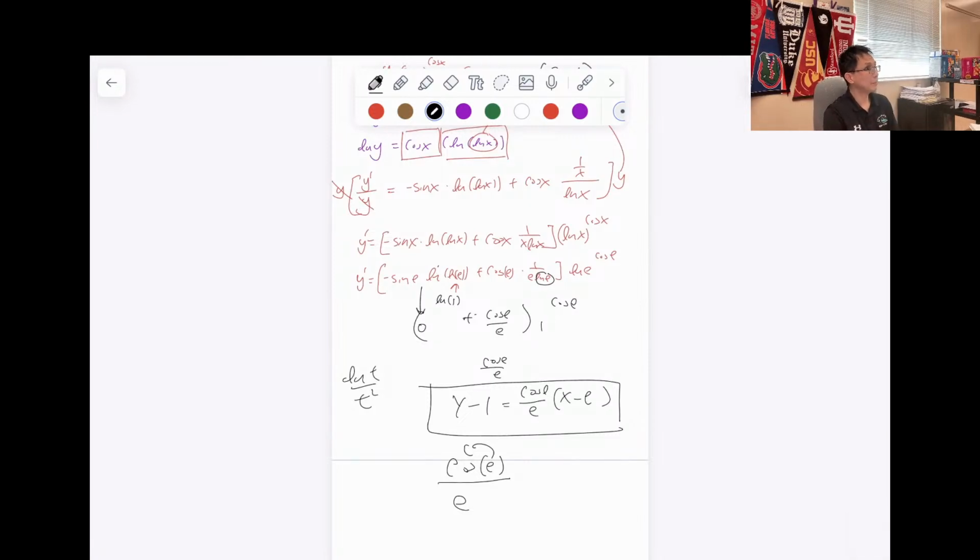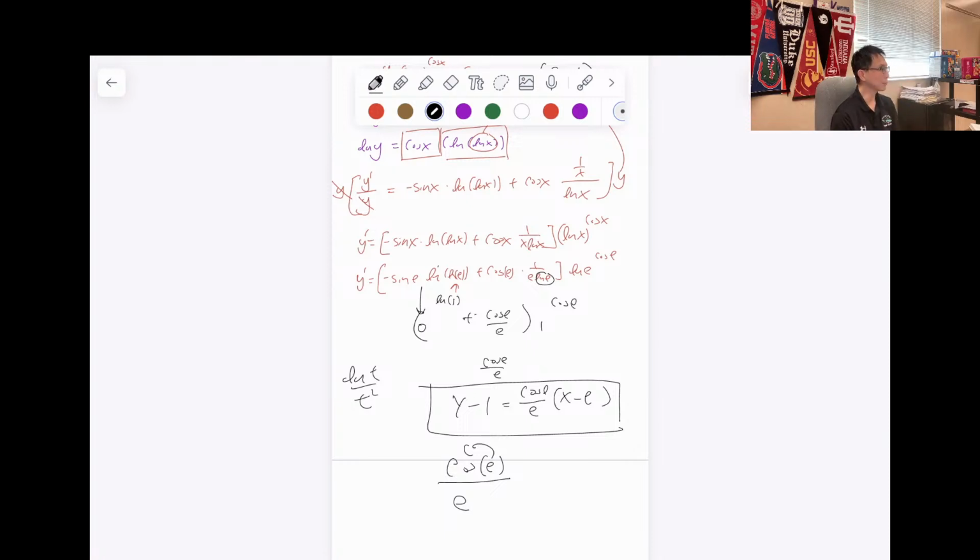Yes, Gabby. I'm kind of confused about the 1 to the cosine e. Okay, so 1 to any power. 1 to the 2 is what? 1 to the 3 is what? 1 to the 1/2 power is what? It doesn't matter what the value is, it's always going to give you 1. How about 1 to the 0 power? Well, anything to the 0 power is 1. So even 0 works.